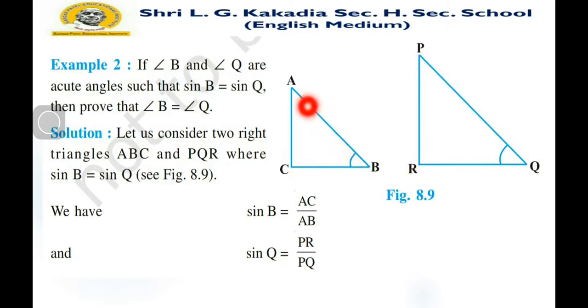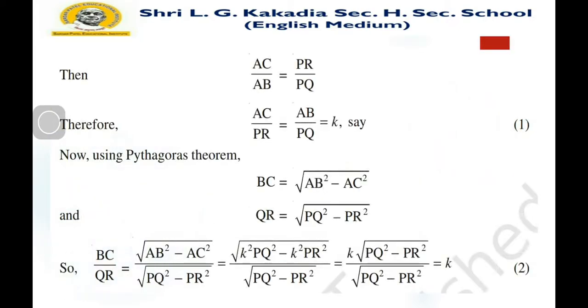So we know that if the angles are, or we can say that, let us just find it. Let us consider two right triangles ABC and PQR where sin B is equal to sin Q. We have sin B is AC upon AB, opposite side upon hypotenuse, and sin Q is opposite side PR upon PQ. Then AC upon AB is equal to PR upon PQ.